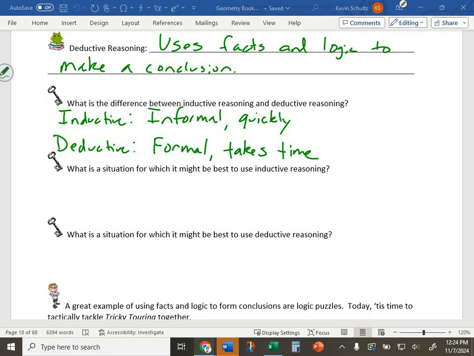Oh, okay. What is a situation for which it might be best to use inductive reasoning? We've thrown a couple out there before, but when would be a good situation to use inductive reasoning? James? Like a math question? A math question? No, because you have to use it quickly. Not necessarily, I mean, time, maybe. Okay. Hugo? Like a casual conversation. Casual conversation? Okay. Mario? Meeting someone? Meeting someone?